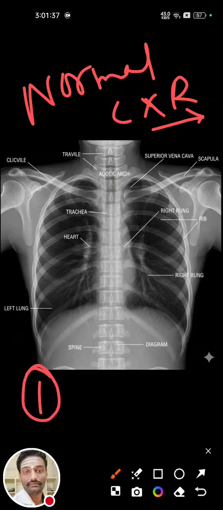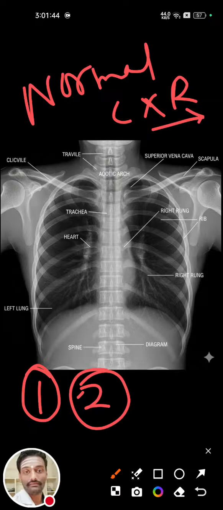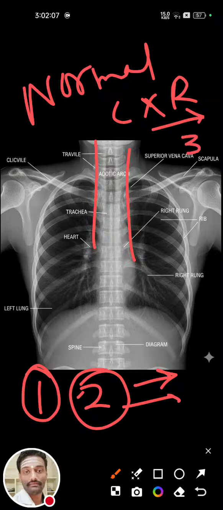First, see the patient details and image quality. Next, check the airways. Carina visible, main bronchi patent. The patient may have a mass, tension, or pneumothorax. Tracheal alignment: the trachea is at the center and the carina is visible.